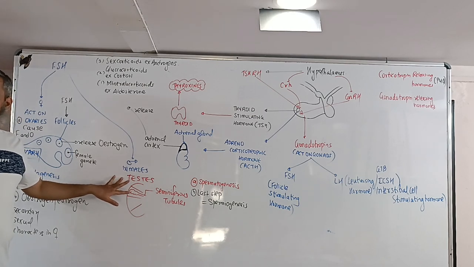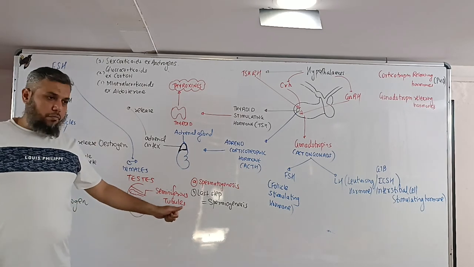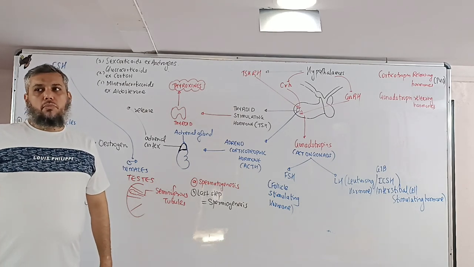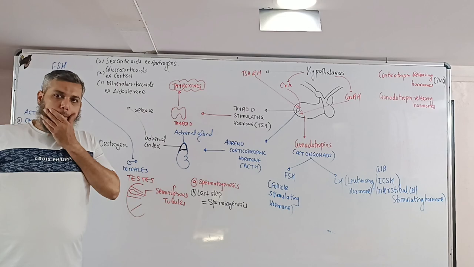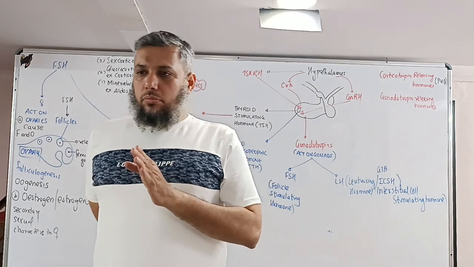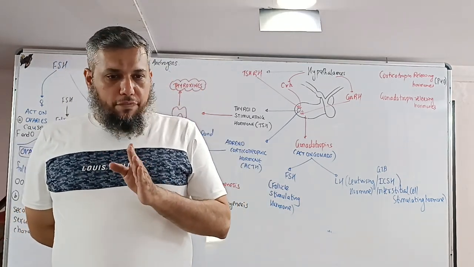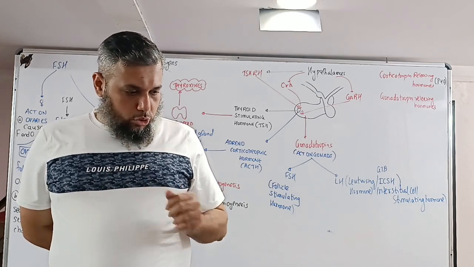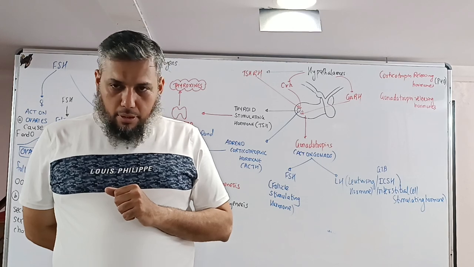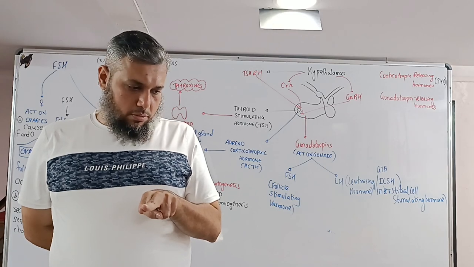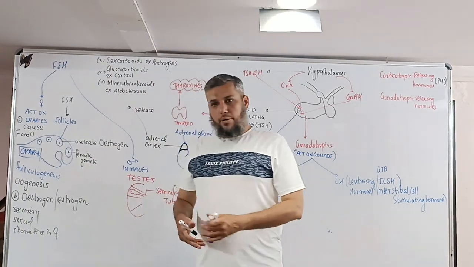So by acting on the testes, it will help in the process of sperm production. Which step especially? The last step. What is the last step called? Spermiogenesis. What is the role of FSH? So FSH is found in males and females, both. And in both it is helping in gamete formation.